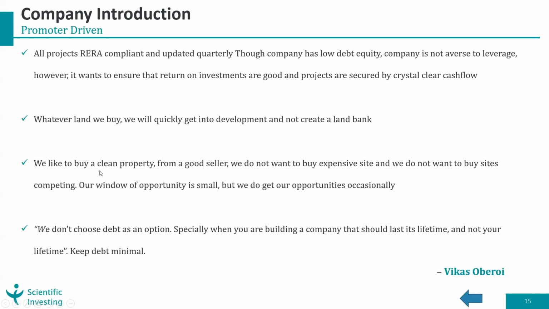And also he says, we like to buy clean property from a good seller. We do not want to buy expensive sites, and we do not want to buy sites competing. Our window of opportunity is small, but we do get our opportunities occasionally. So he's somebody who likes to say no most of the time, but when there's a right time, occasionally on a 5 year, 6 year window, he does his shopping.